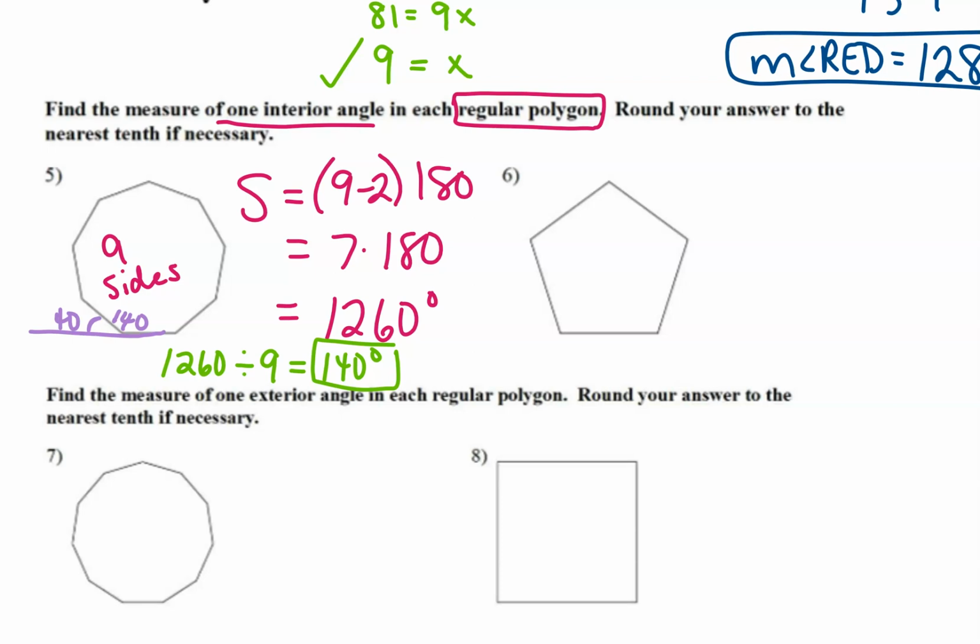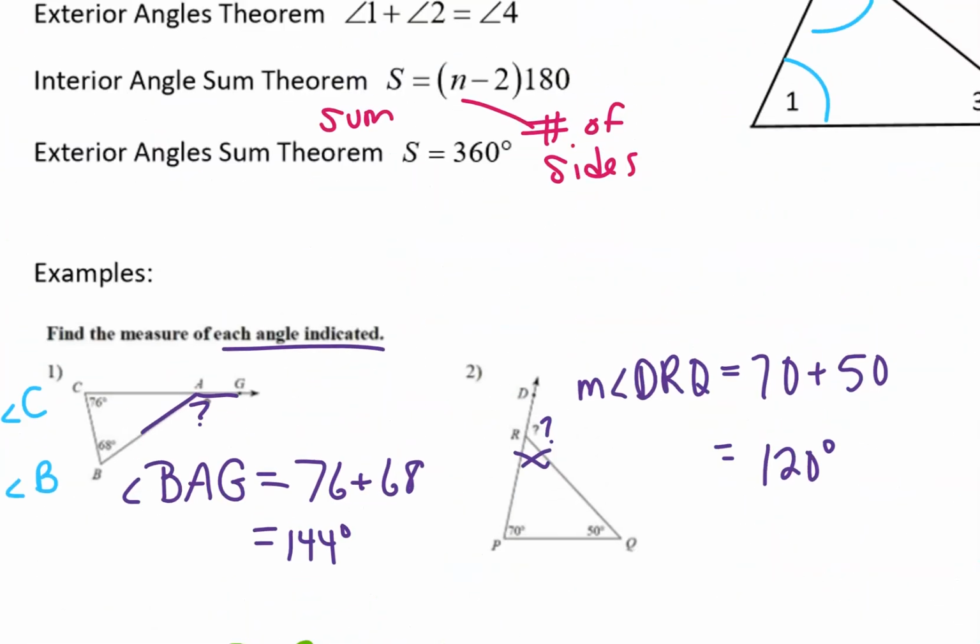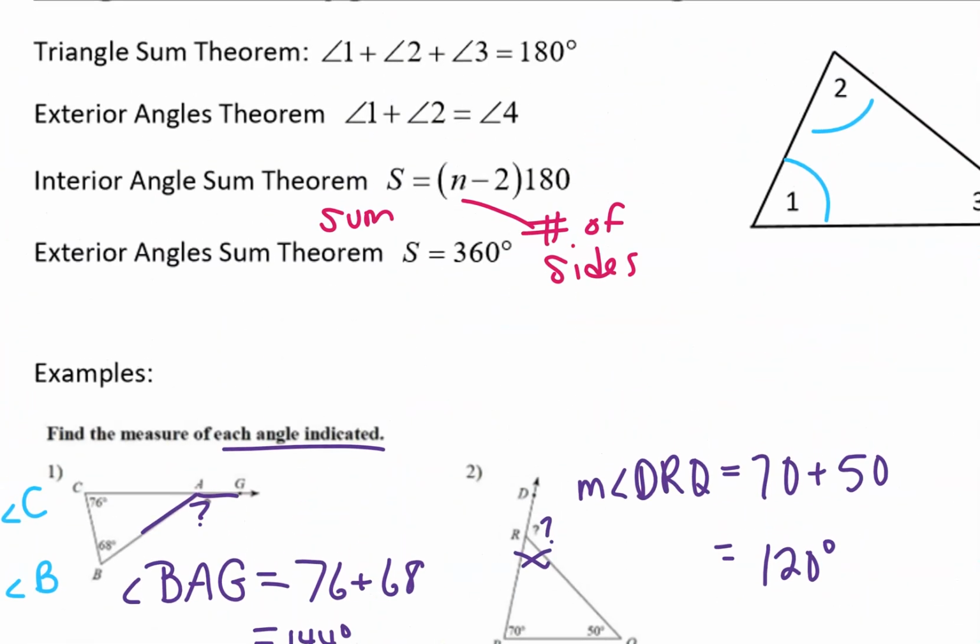Up here at the top, it says the exterior angle sum theorem is that the sum is 360 degrees. No matter what the polygon is, if you add up all of the exterior angles, it's always going to be 360 degrees. It's true for a triangle, a square, a kite, a pentagon, a hexagon, an octagon, all of them. The exterior angle sum will always be 360 degrees.